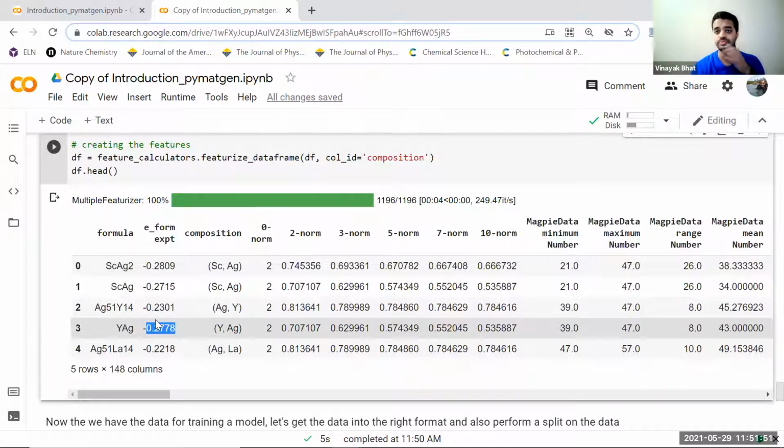Okay. Any questions until this point? Because the next thing we are going to do is train a model.